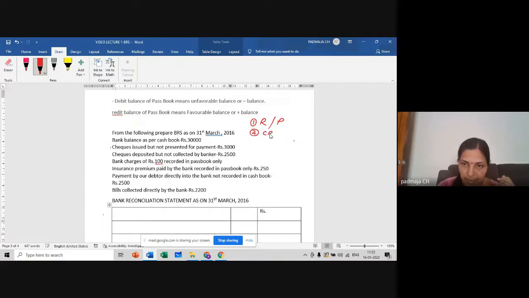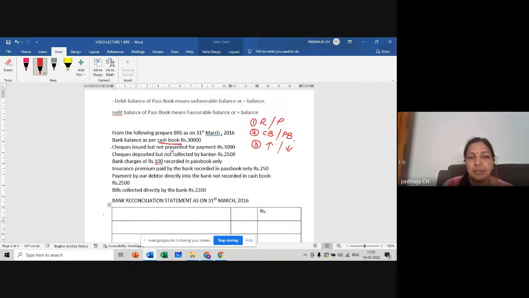Is it recorded in cash book or is it recorded in passbook? Third one, what happens to the balance? Will it increase the balance or will it decrease the balance? So, what is the first question? Whether a given item is a receipt or a payment. Where it is recorded, is it recorded in cash book or passbook? Third one is what will happen to the balance, whether it is going to increase or decrease the balance.